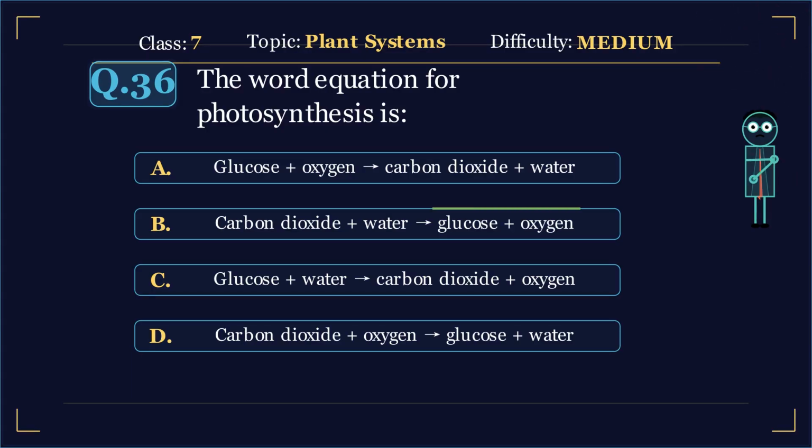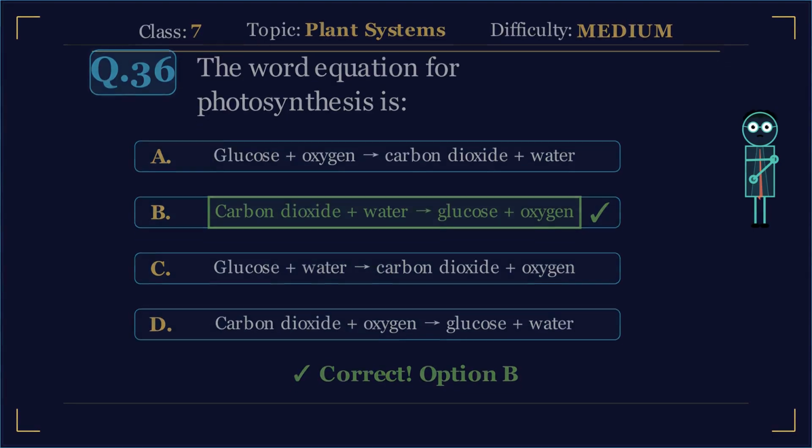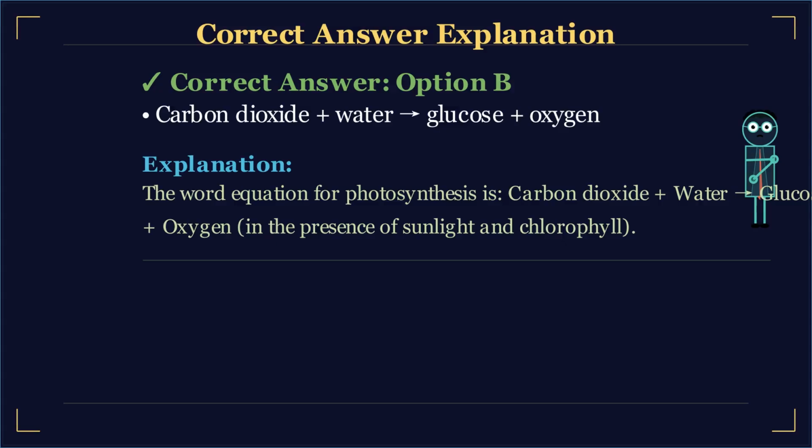The correct answer is option B. Here's the explanation for the correct answer. The word equation for photosynthesis is carbon dioxide plus water, right pointing arrow, glucose plus oxygen, in the presence of sunlight and chlorophyll.